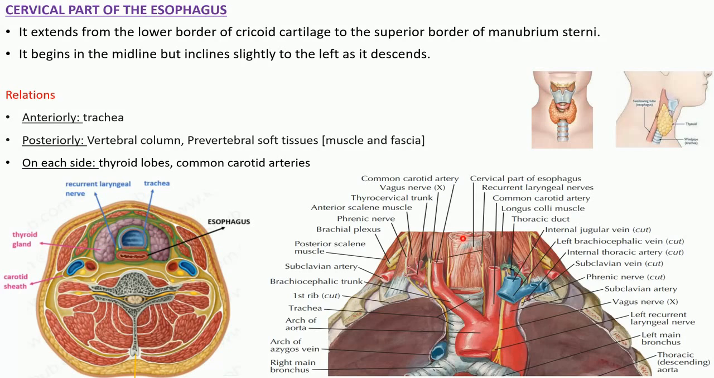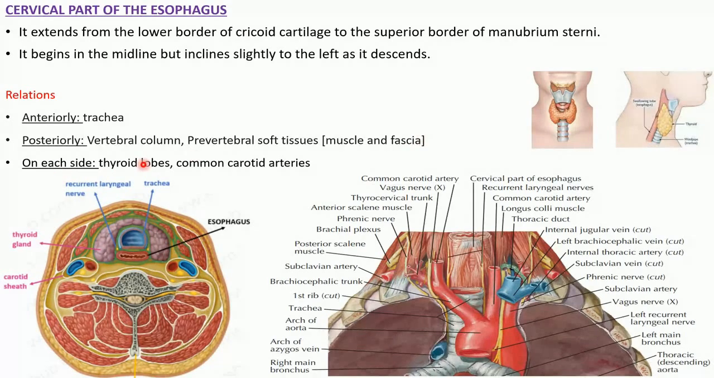Posteriorly, of course, you can't see the posterior structures here, but you can see in this image that posteriorly we shall have the vertebral column. And between the bones themselves and the esophagus, there are some prevertebral soft tissues, muscles and fascia. Okay, muscles covered with fascia, attached on the vertebral column. So posteriorly, you have the vertebral column and the associated structures, the muscles and the fascia.